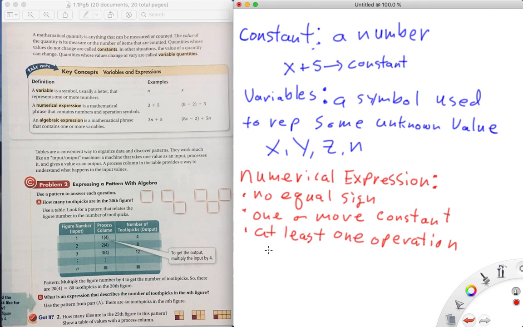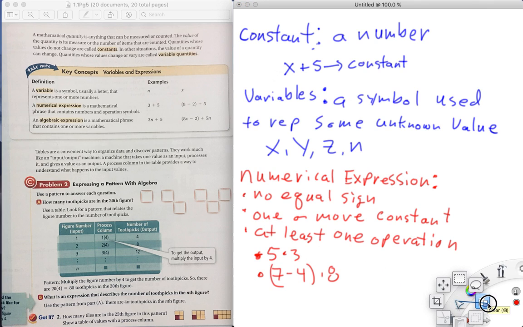So 5 times 3. My operation is multiplication. I'm multiplying these two guys. Or 7 minus 4 times 8, right? Two operations, subtraction and multiplication. I have three constants, or three numbers. These are examples of numerical expressions.